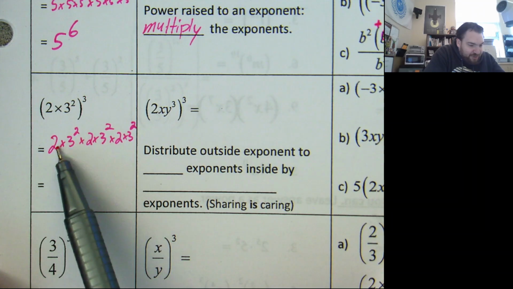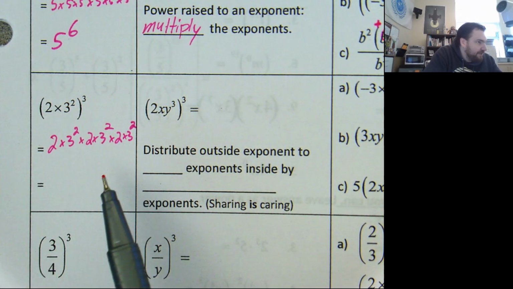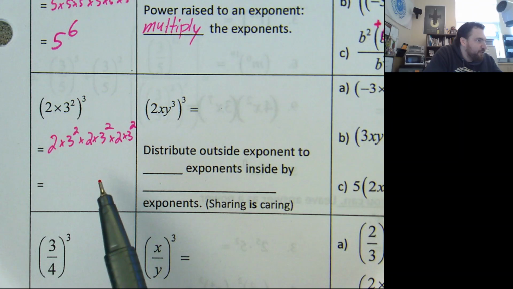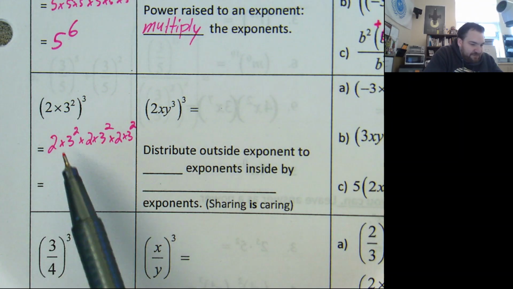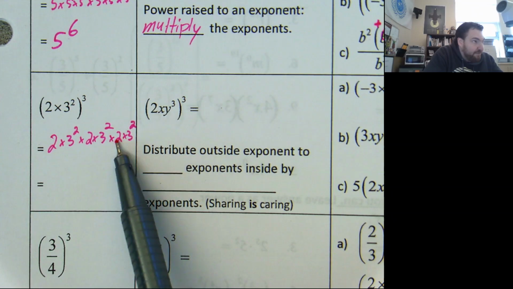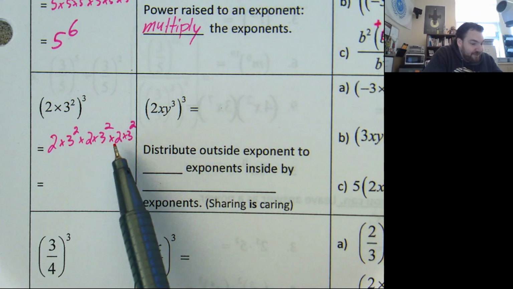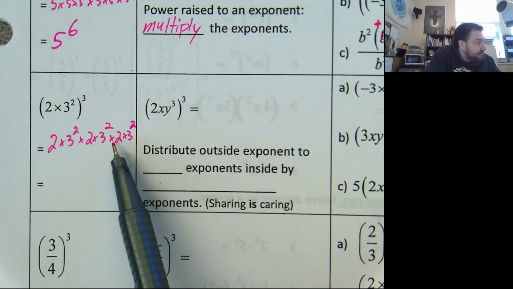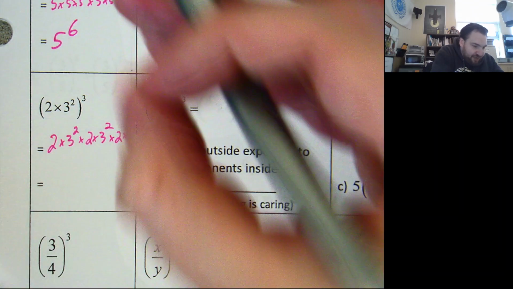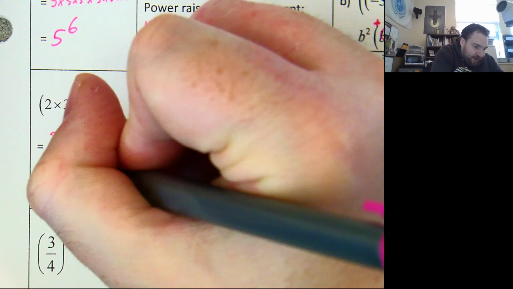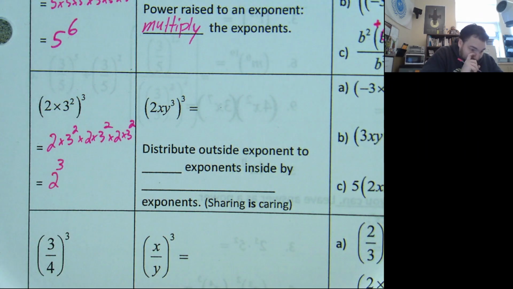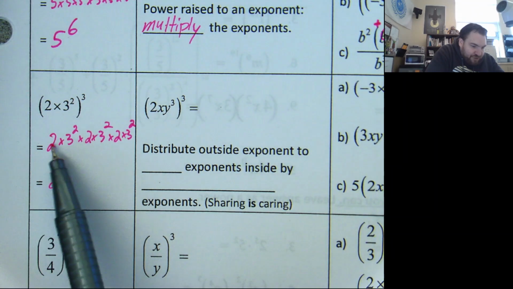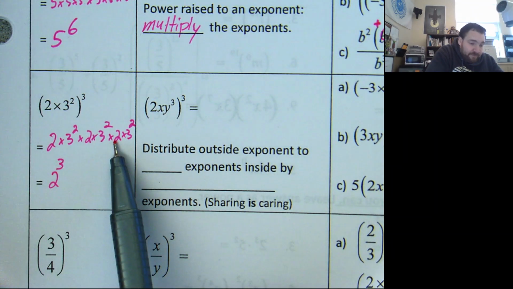So how many 2's do I have multiplied together here? Don't tell me the answer is 8, even though that's true. We want to use exponent laws. 2 times 2 times 2 can be written as 2 to the, it's always the base, the thing that's getting multiplied. 2 to the 3, you betcha. 2 to the power of 3, because there's 1, 2, 3 2's being multiplied together.